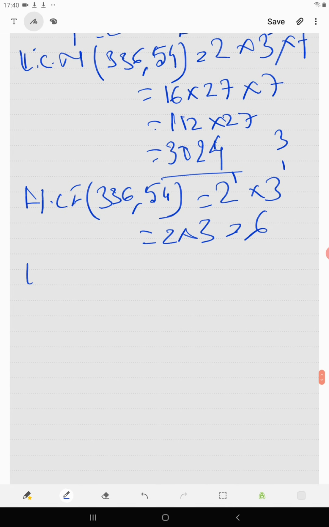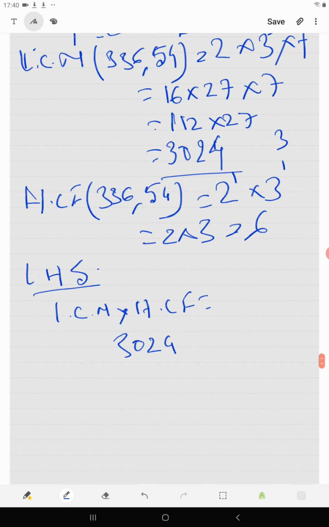Now second portion, LHS. So LHS is LCM into HCF. Okay, so LCM into HCF will be 3024 into 6. So what is 24 into 6? 20 into 6, 120, 4 into 6 is 24, 144. And 3000 into 6 is 18,000. Correct? So 18,144.